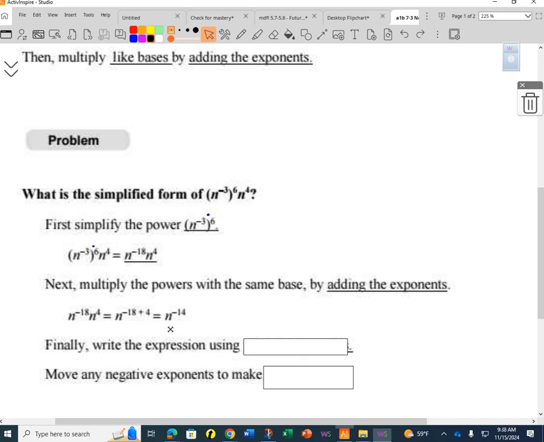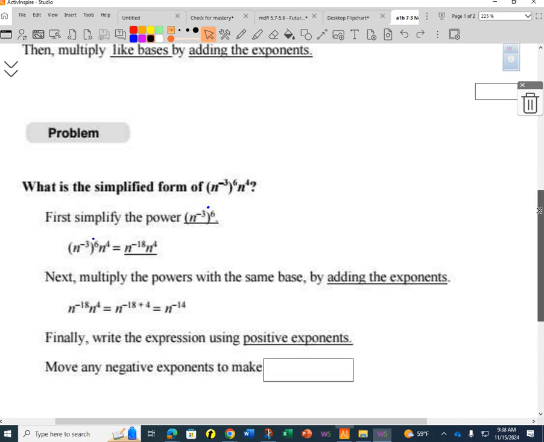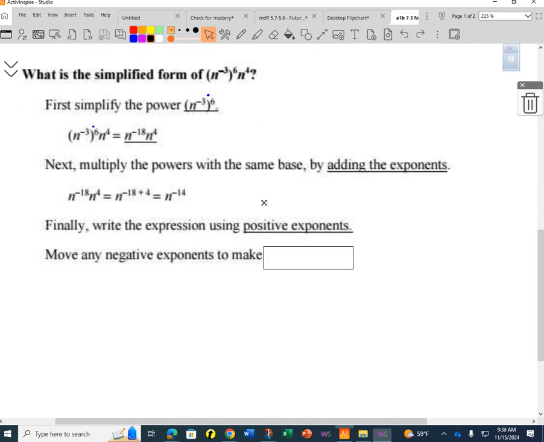So now you see that we have n to the negative 14th power, and we're going to write the expression using positive exponents. We're going to move any negative exponents to make them positive. So the final answer, we've got n to the negative 14th power.